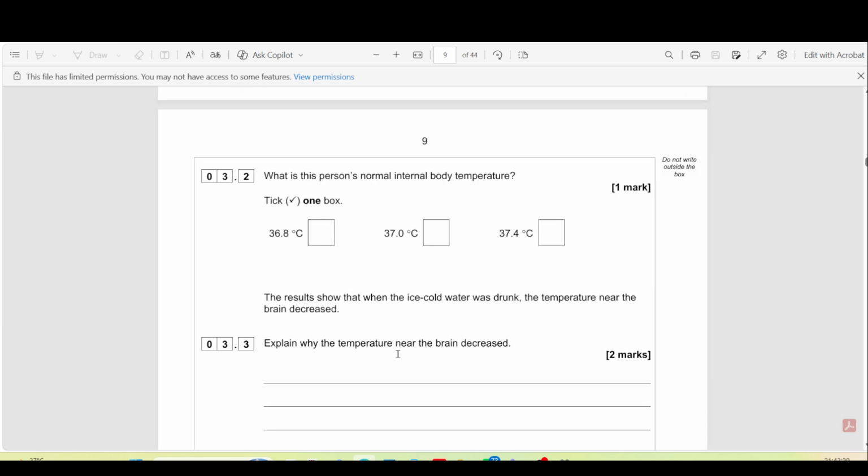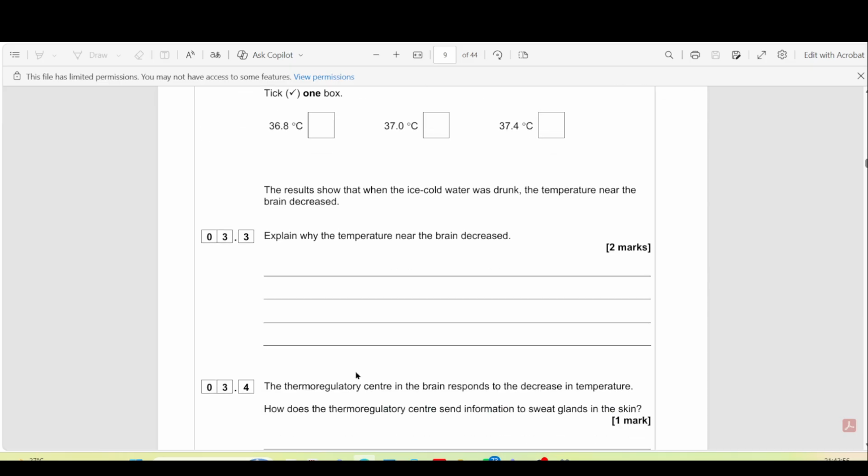Explain why the temperature near the brain decreased. Temperature near the brain decreased because the ice cold water was drunk at the top of the body. Yes, because drinking ice cold water causes heat energy to be transferred from the body to the water. That's why.